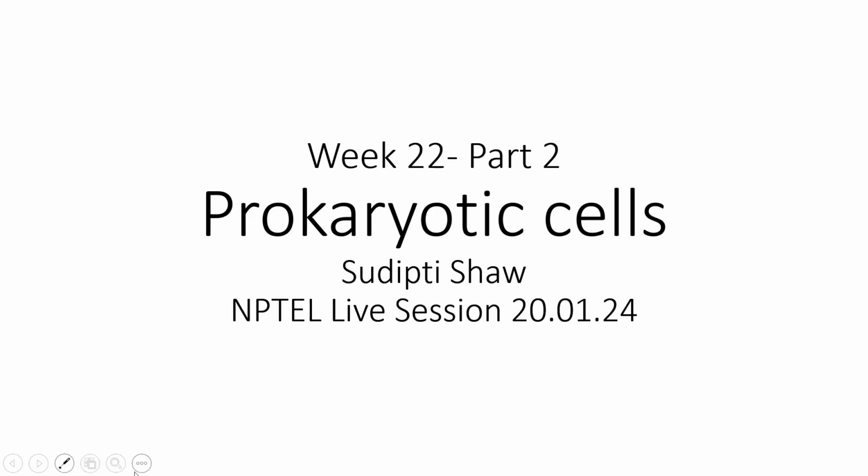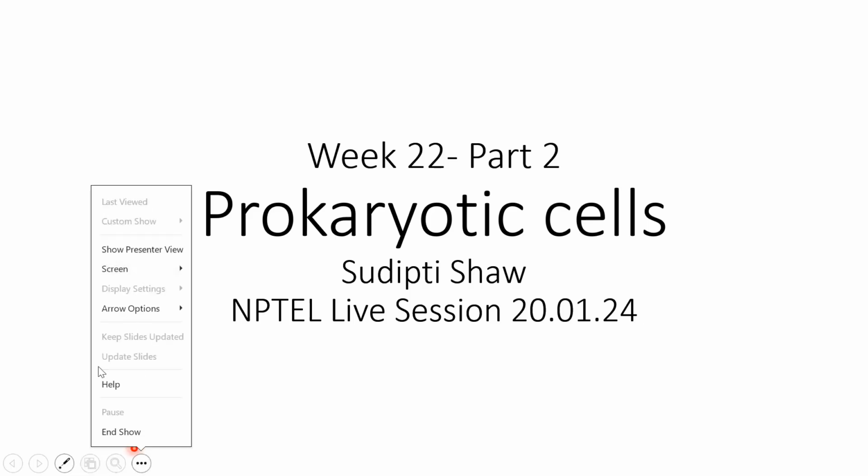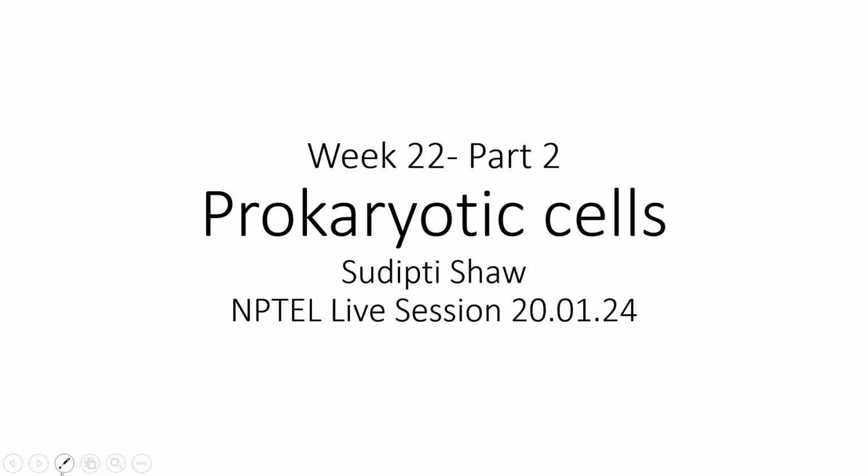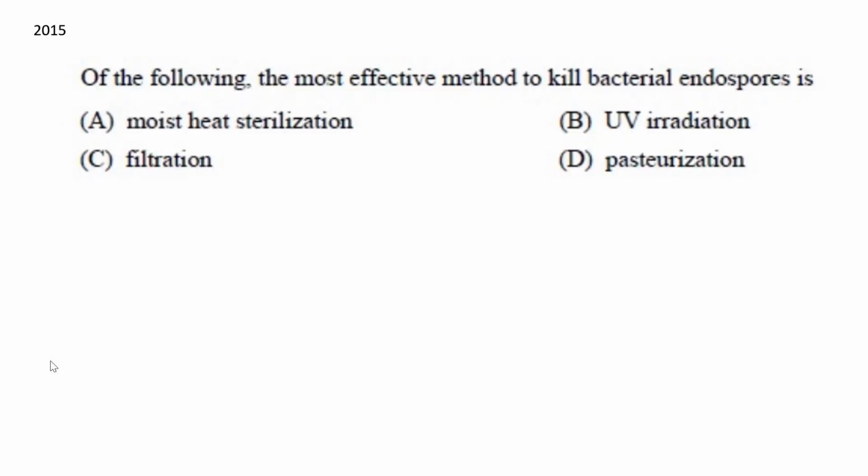Knowledge, and the topic would be prokaryotic cells. So, first question is from 2015. Of the following, the most effective method to kill the bacterial endospores is A. Moist heat sterilization, B. UV radiation, C. Filtration, and D is pasteurization.